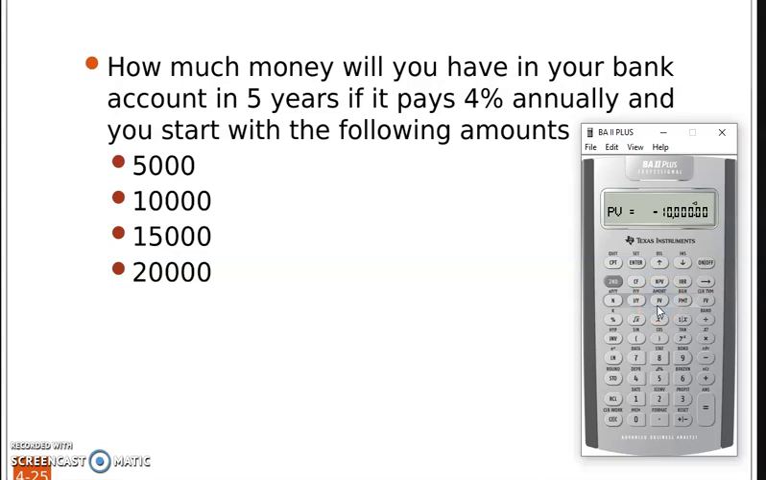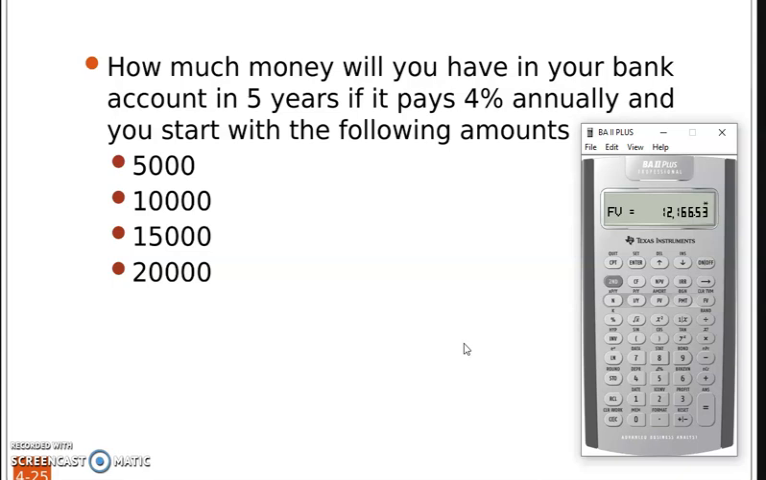And I need to find out the future value of this $10,000. Since the calculator already saves the existing values, I just need to press compute and future value, and it tells me that the future value is equal to 12,166.53. So if I were to invest $10,000 today, at the end of 5 years at 4% per annum, I will be left with 12,166.53.